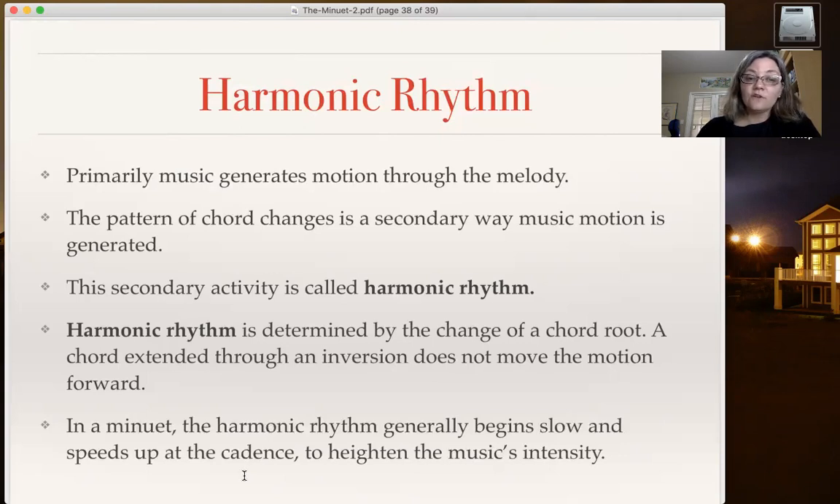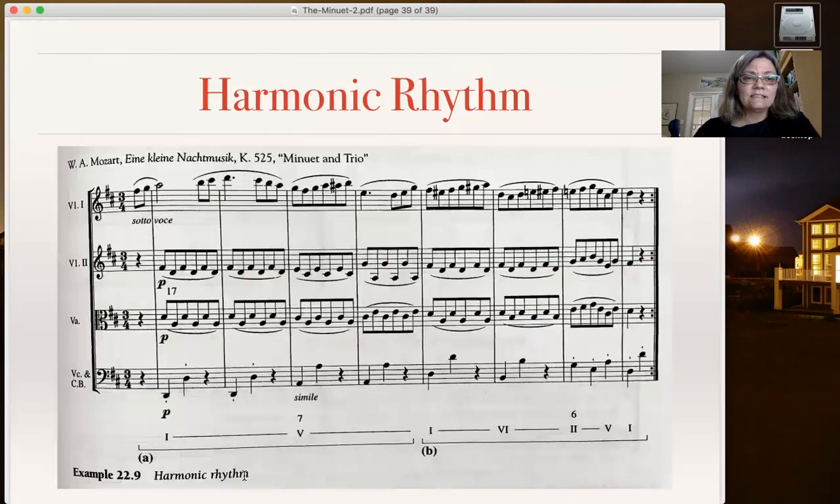So in a minuet, the harmonic rhythm generally begins slow, as I've been emphasizing, and speeds up at the cadence to heighten the music's intensity. So this is really important for this harmonic rhythm. And I'm going to show you one last example. This is the second half of that Eine kleine Nachtmusik minuet and trio. And here you can see it does exactly what we've been talking about.